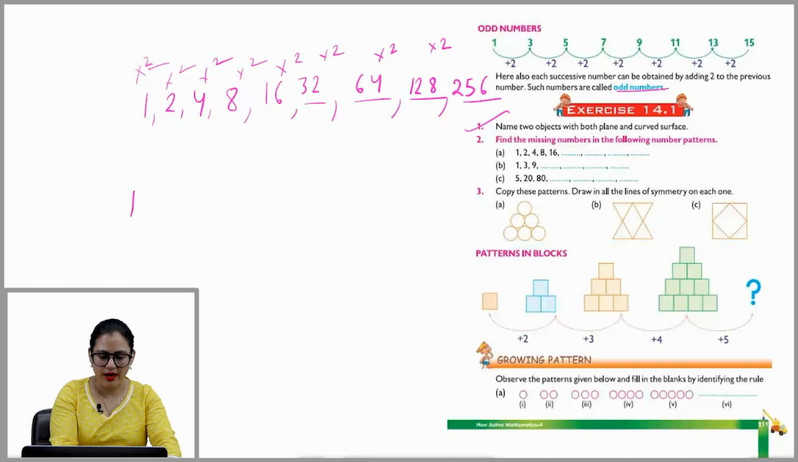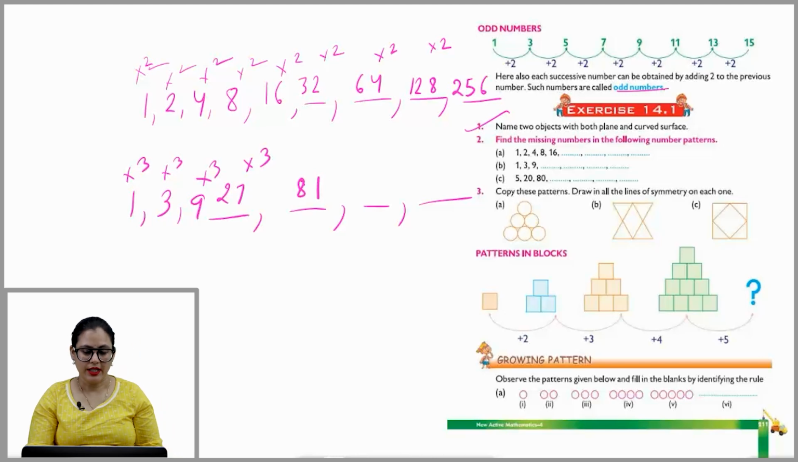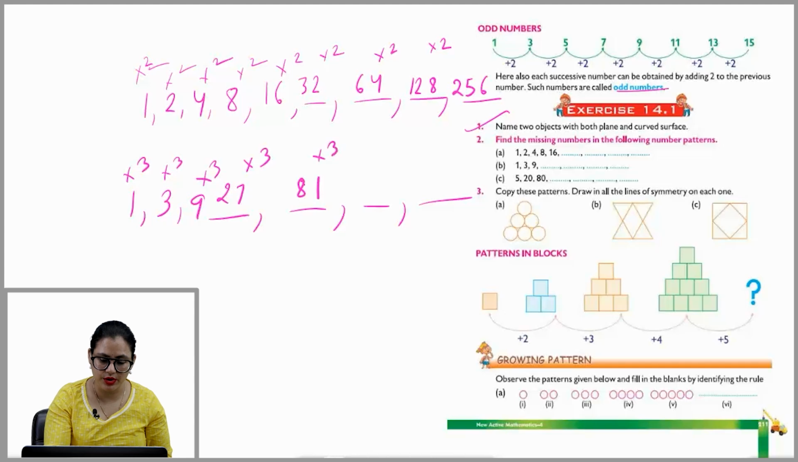B part: 1, 3, 9. 1 into 3 is 3. 3 into 3 is 9. 9 into 3 is 27. Similarly, we will multiply 27 by 3. Then what will you get? 81. Then you will multiply 81 by 3. You will get 243. Then again, you will multiply by 3. What will you get?